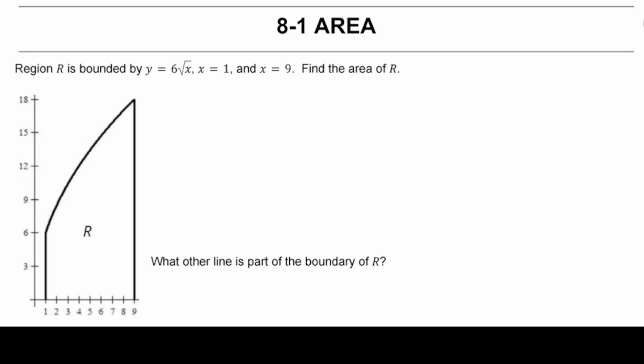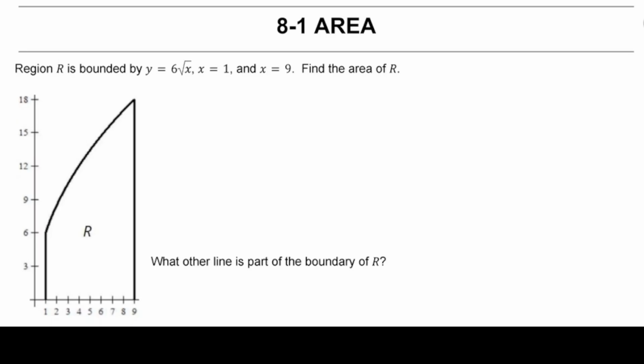All right, in this video, we're going to get into some analytic geometry and talk about the area between two curves. So we're just going to start out looking at something that we already know how to do. Region R is bounded by the graph of y equals 6 square root of x, x equals 1, and x equals 9. Find the area of R.